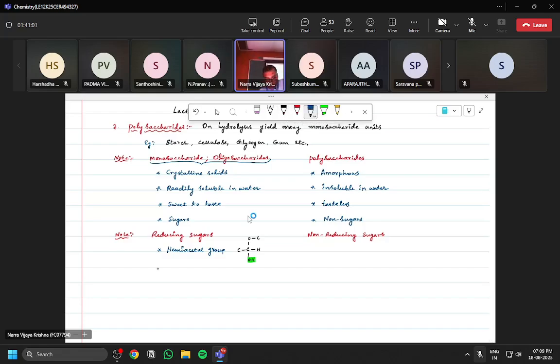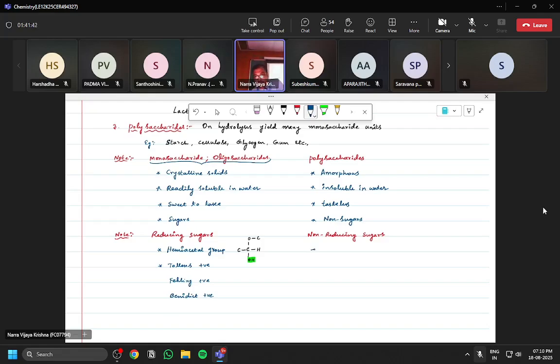They give a positive Tollens test, positive Fehling's test, positive Benedict's test, positive Selivanov's test. Response, sir. Selivanov's test positive or not? But I cannot take Selivanov as authenticated. Reason: Selivanov's test gives positive for ketoses only. There may be reducing sugars with an aldehyde group also. That's why I'm not taking it. Clear?